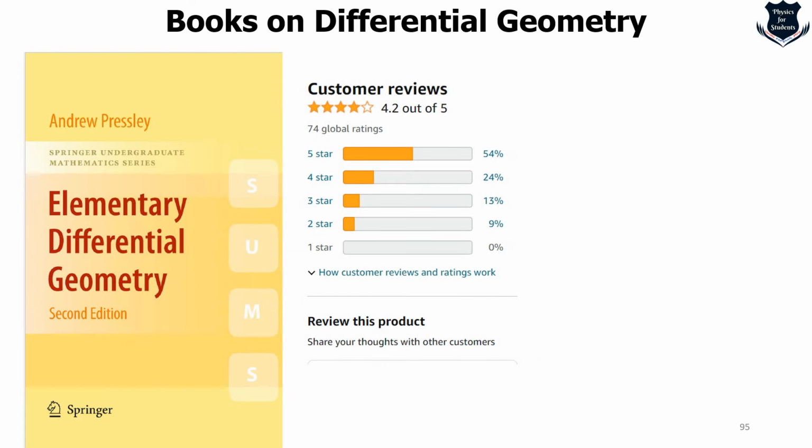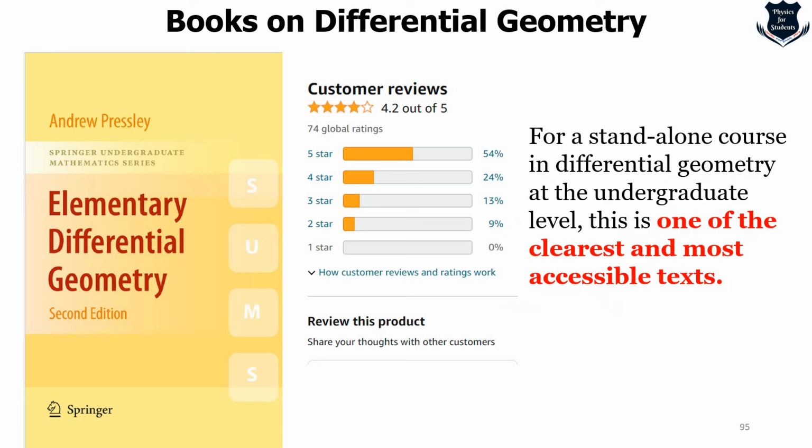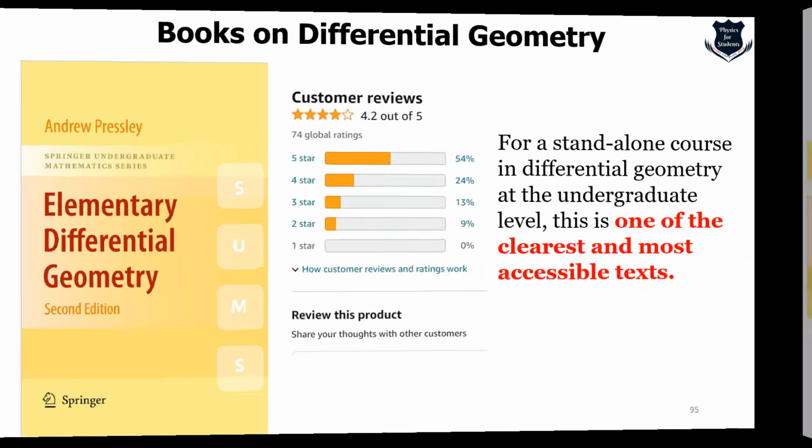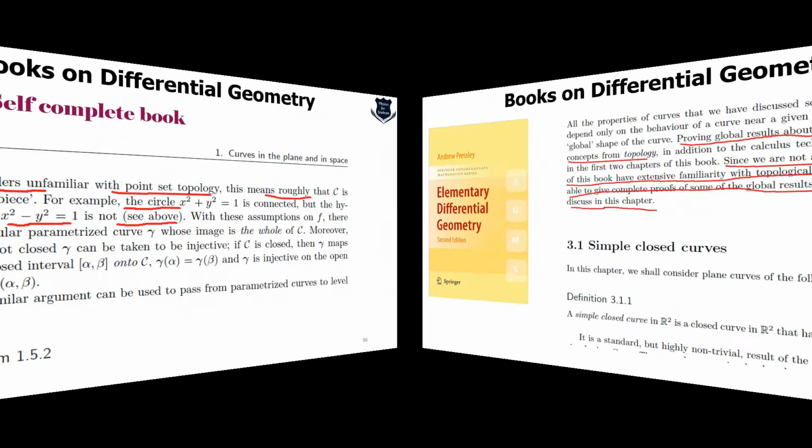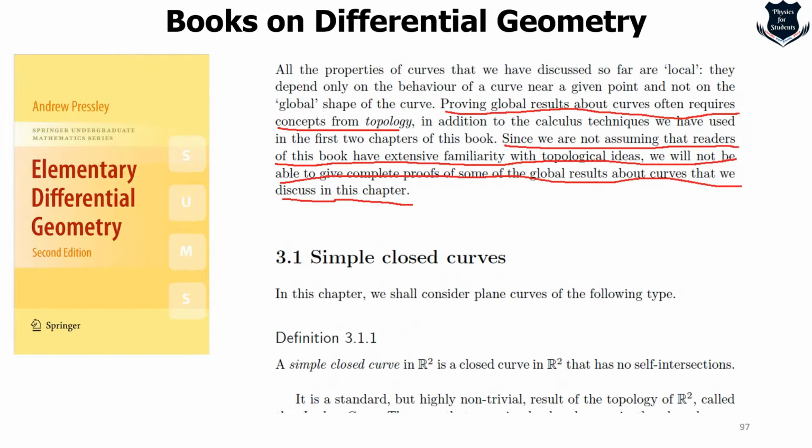So here you see Andrew Pressley's book, which is called Elementary Differential Geometry. I haven't found any book as easy as this. It is one of the clearest and most accessible texts. Why accessible? Again, for readers familiar with point set topology, and so on. So it gives you a very clear idea. It is a very self-complete book. Again, those lines are important.